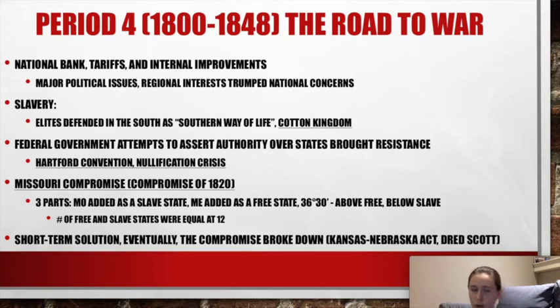We're going to have the Missouri Compromise. And the Missouri Compromise tries to settle some of the issues that are being prompted by this sectionalism. You have the issue of slavery, which is the biggest issue whenever we look at sectionalism. You have Southern elites defending it as the Southern way of life.